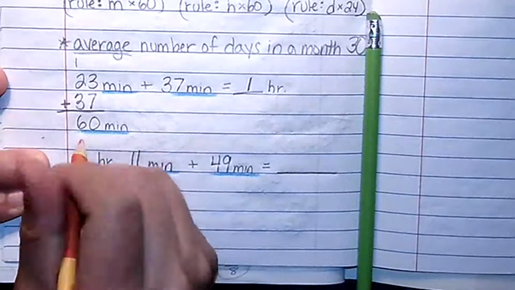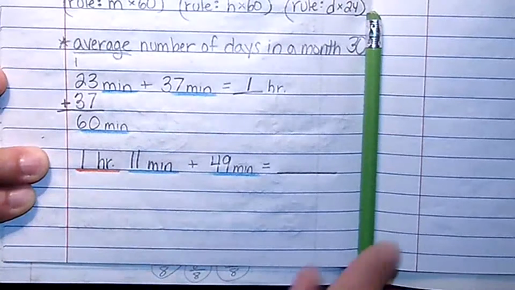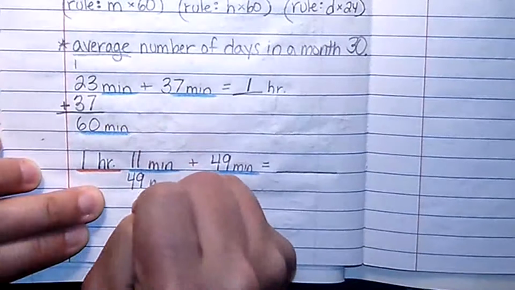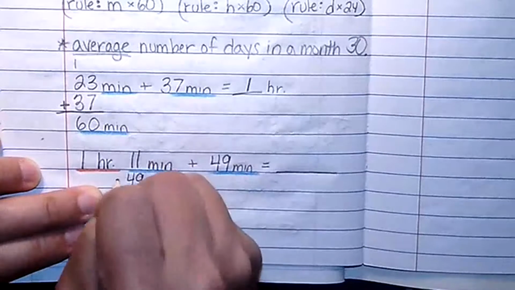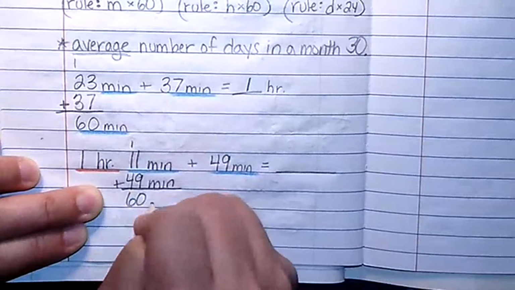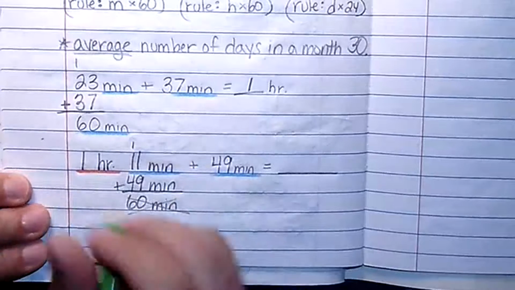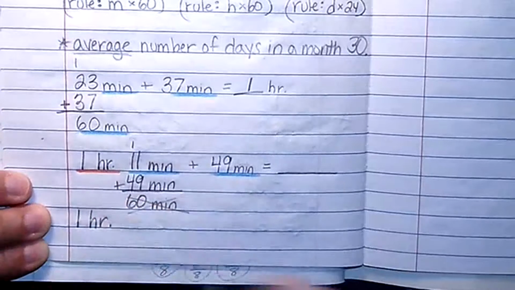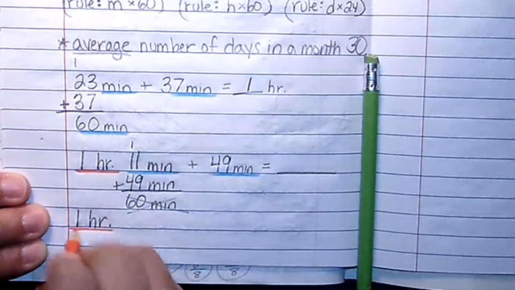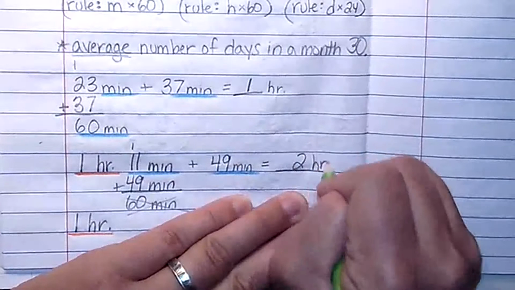This one over here is in hours, so I cannot add hours plus my minutes. I'd have to change it if I wanted to. Let me stack up my minutes and add them together. 11 minutes plus 49 minutes. 0, carry the 1, 4, 5, 6. 60 minutes. Well, I can make a trade with that, can't I? I can trade that out and call that 1 more hour. So now when I look at this, I've got 1 hour plus 1 more hour. So this equals a total of 2 hours.